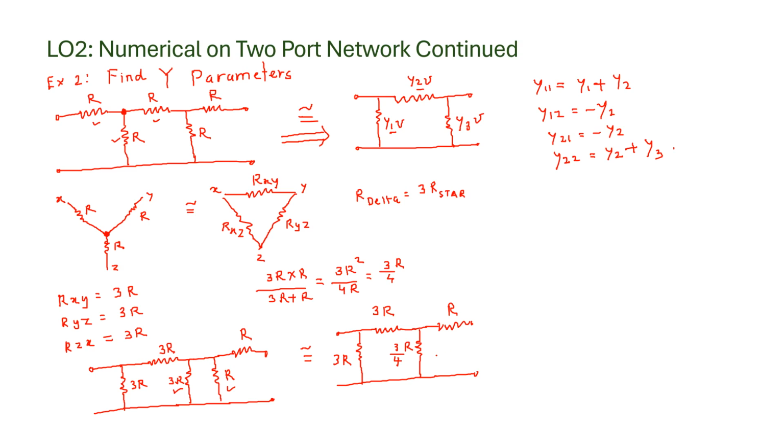Now we can see here, now let us convert this, let us go for another star to delta conversion. Now this resistor and this resistor, they are connected in star. Let us convert into delta. So I will show that this resistor is 3R. Then you have a neutral point over here. This resistor is 3 by 4R, and this resistor is R. Converting it into delta.